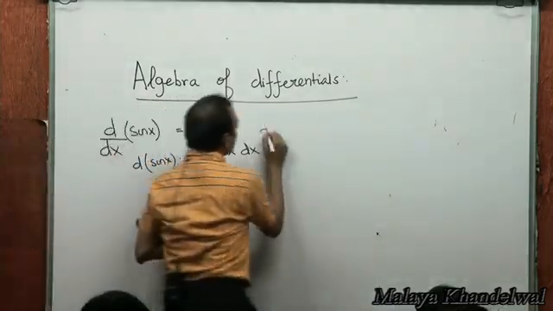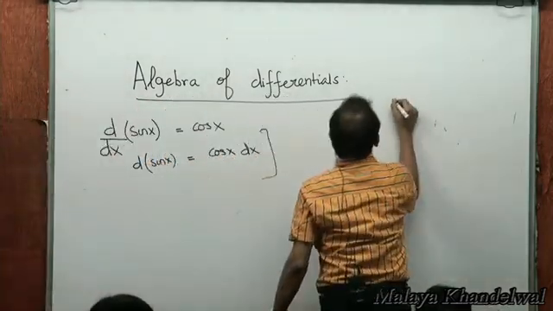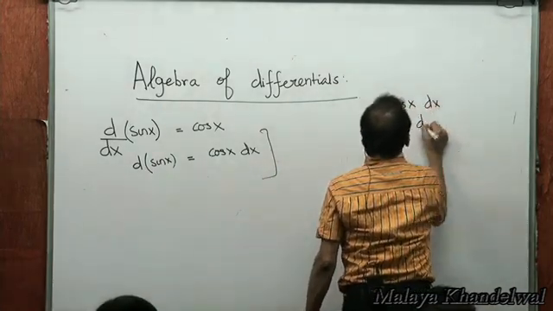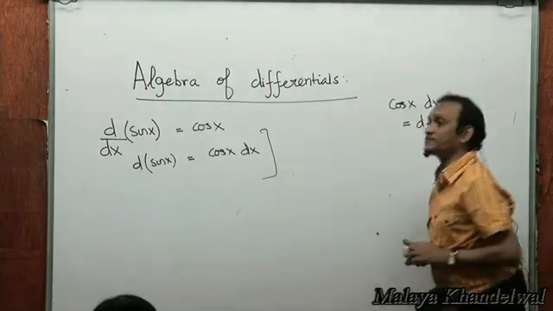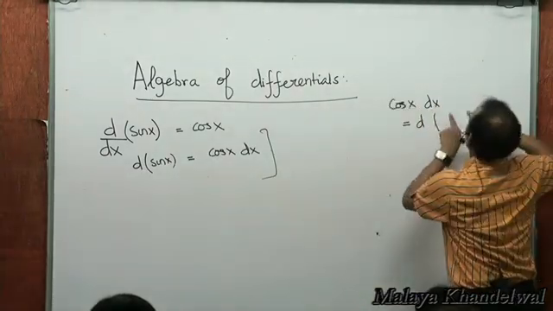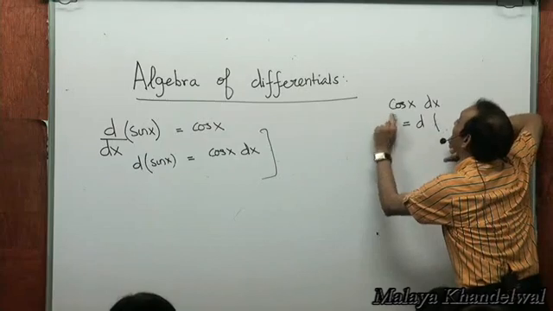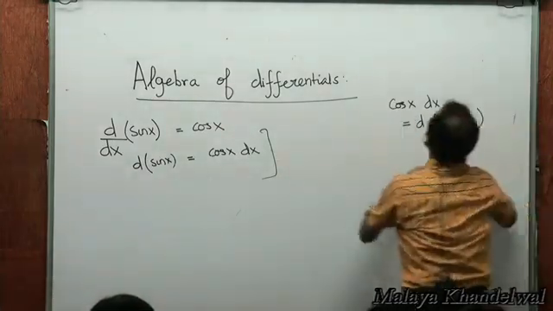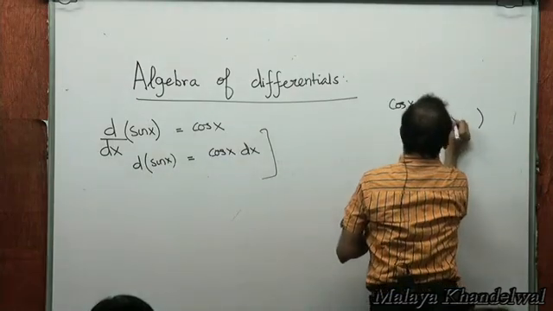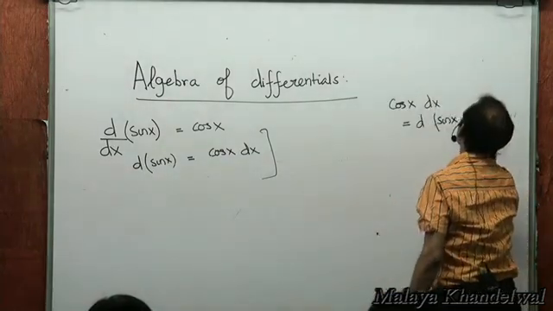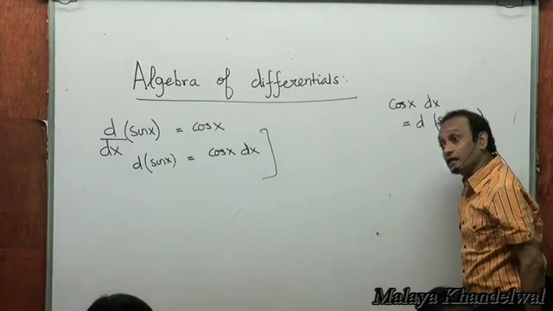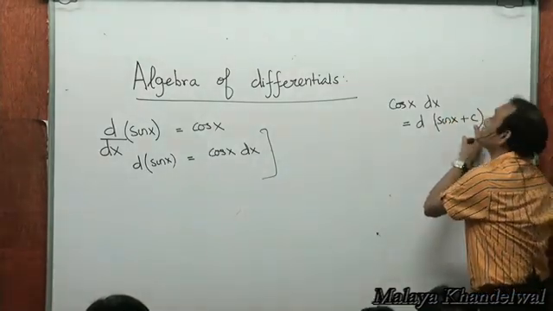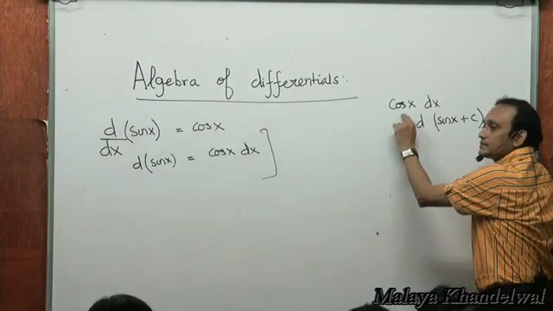Now, if somebody gave you cos x dx and said write it as d of something, then this should be filled by what is called the integral of cos x. What is the integral of cos x? Sin x. So you will fill it up with sin x. Not only that, it could also be sin x plus a constant c, because sin x plus c when differentiated will give me cos x, isn't it?